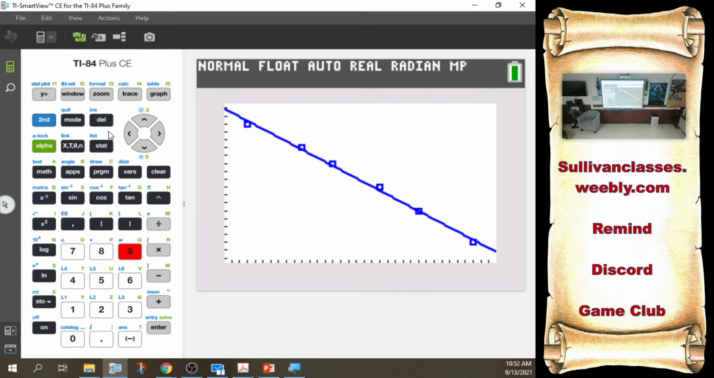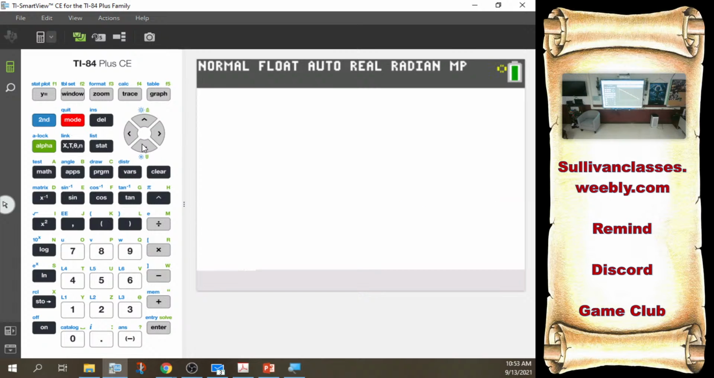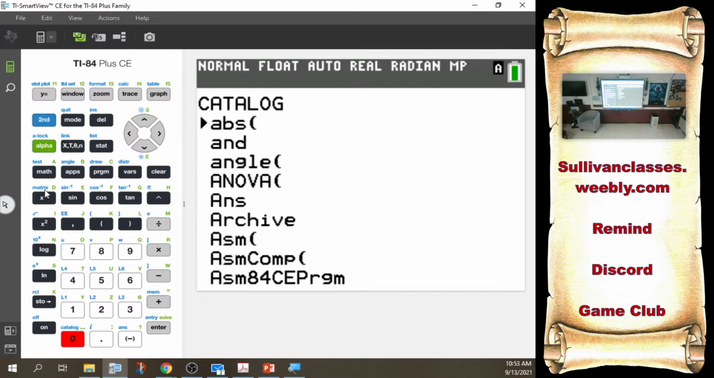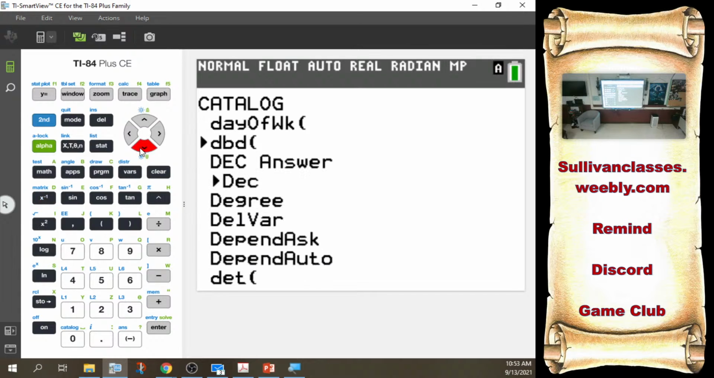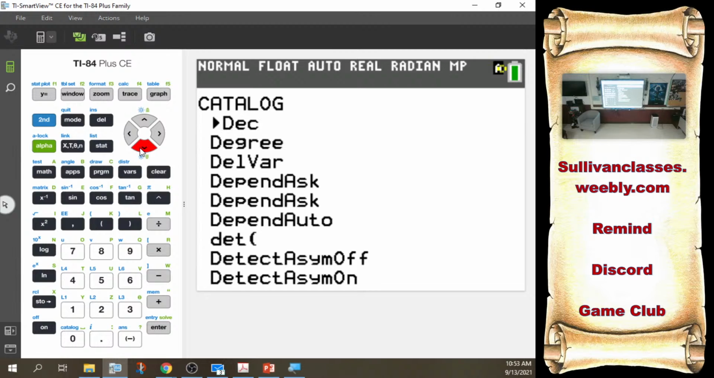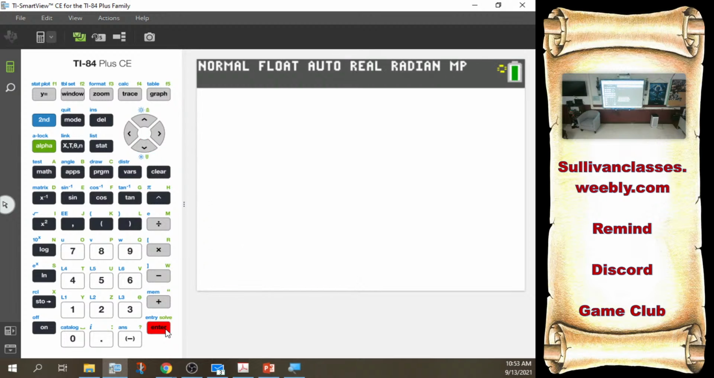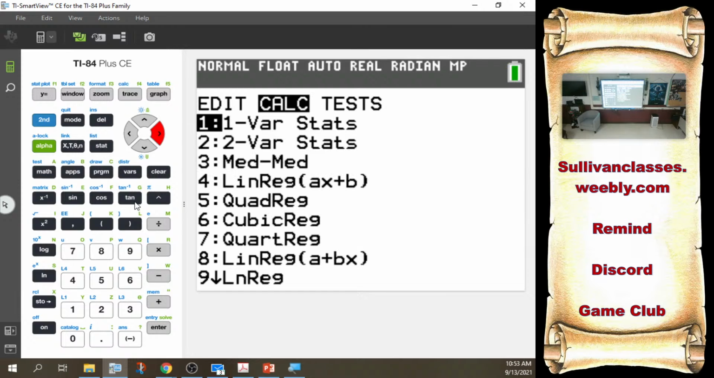How do I get that correlation coefficient on here again? If I got an 84, it's just in mode. Mode, stat diagnostics on. If not, I have to second my catalog and head all the way down to the D's, right above 0. Come on, Frank, keep up. And I can turn the diagnostics on. And you say, why would I need to do this? Well, now, if I calculate that line, it's not just going to tell me the line.